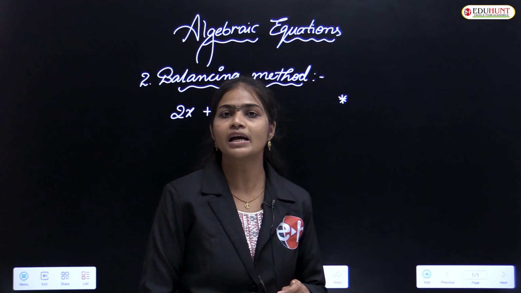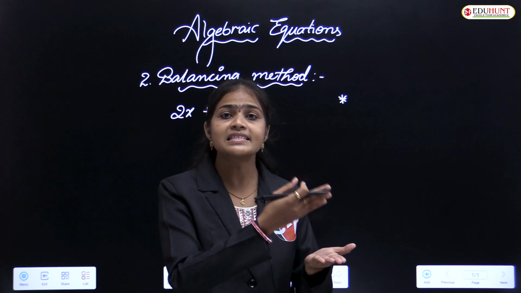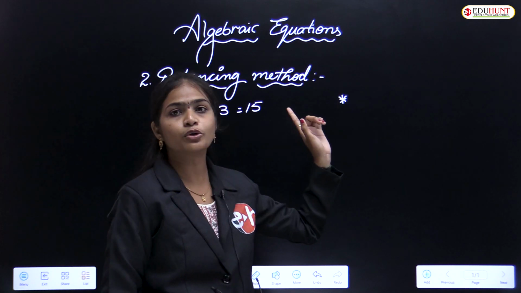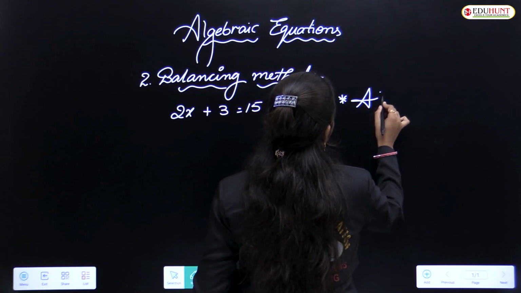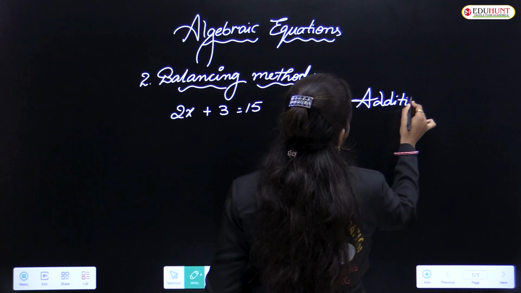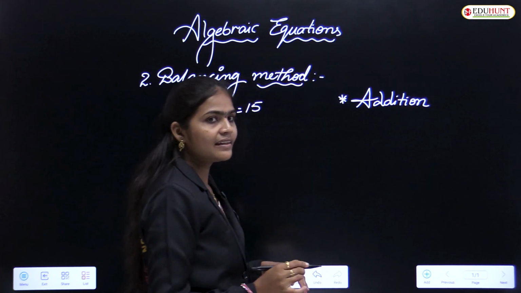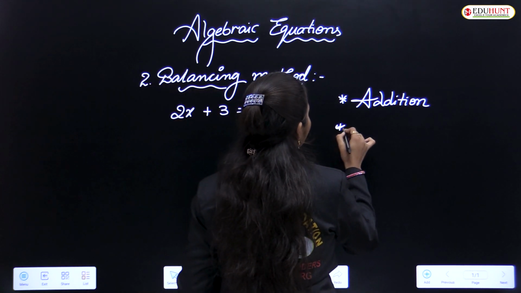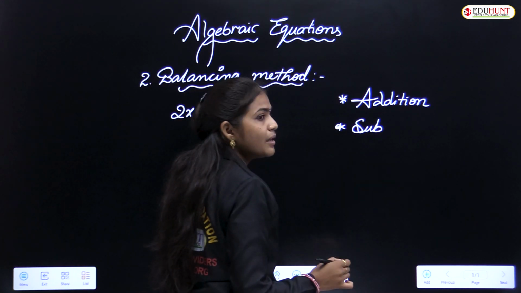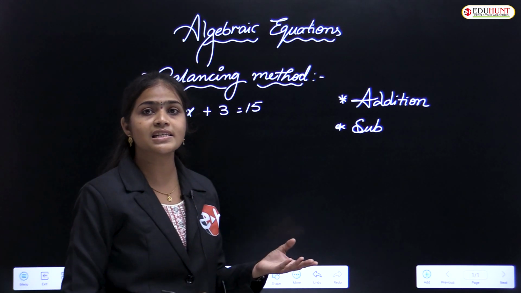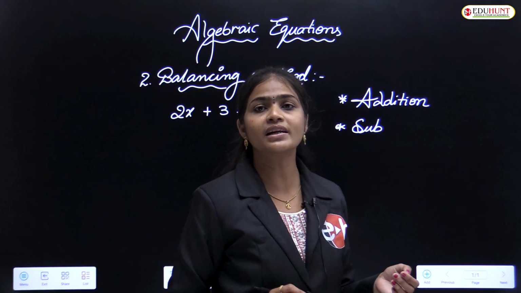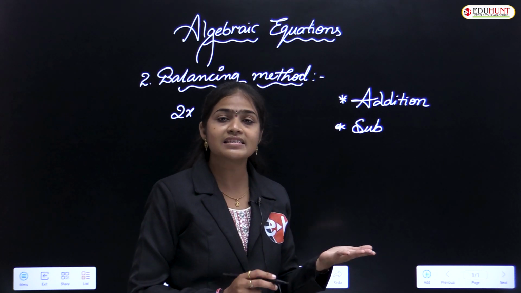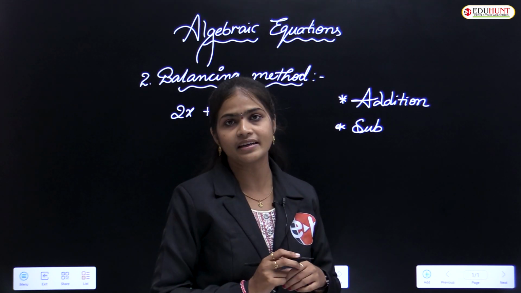Okay, whichever number we add to the LHS, the same number should be added to the RHS. That is related to addition. Next, come to subtraction. Whichever number we subtract from the LHS, the same number should be subtracted from the RHS.